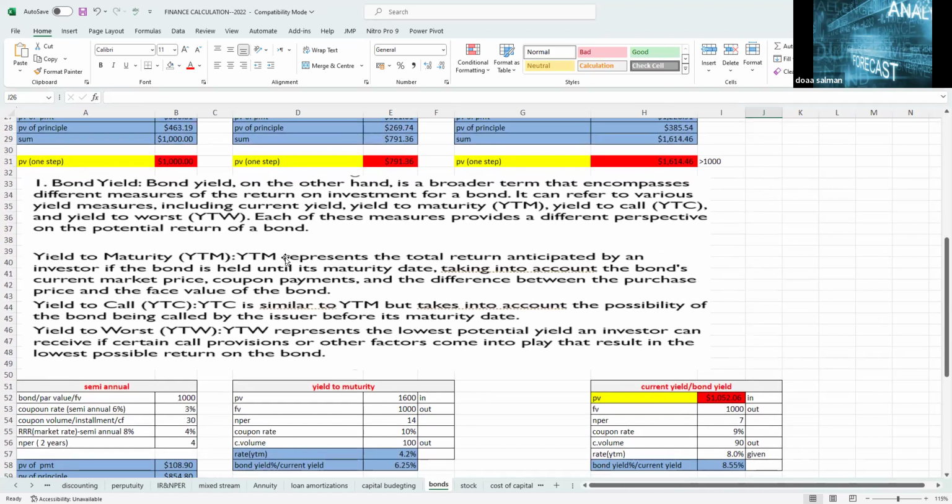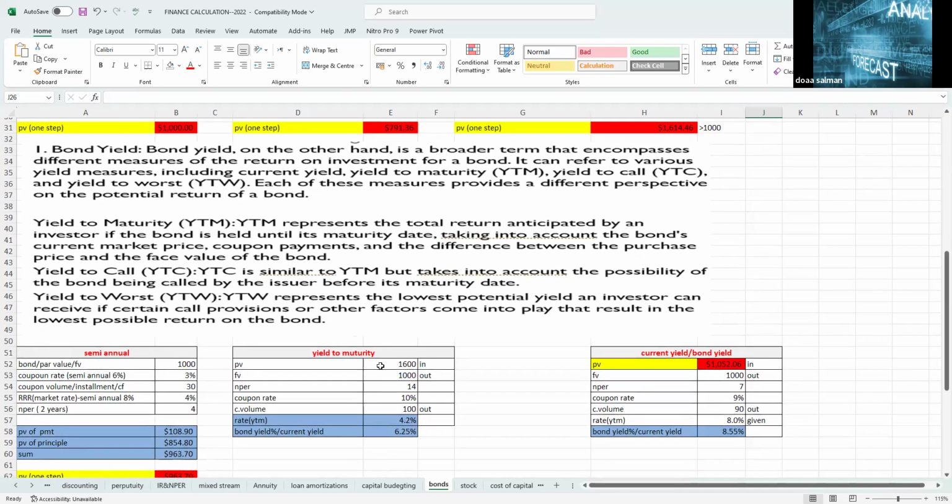Yield to maturity. The meaning of yield to maturity represents the total return anticipated or expected until the bond matures. This is yield to maturity, and this is what we're going to solve for right now, taking into account the price, the face value of the bond and the coupon paid. So how much it will be at the end. So this is the yield to maturity.